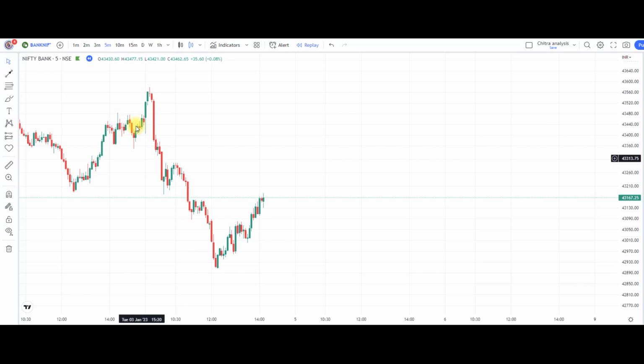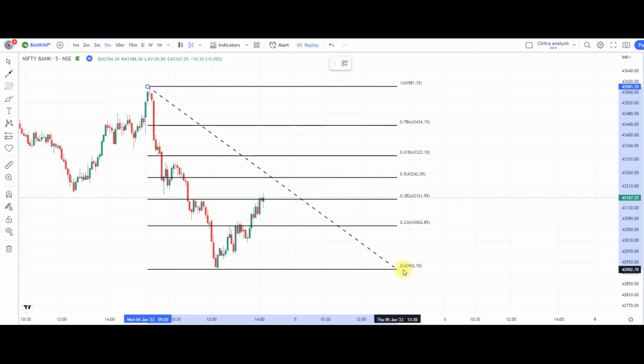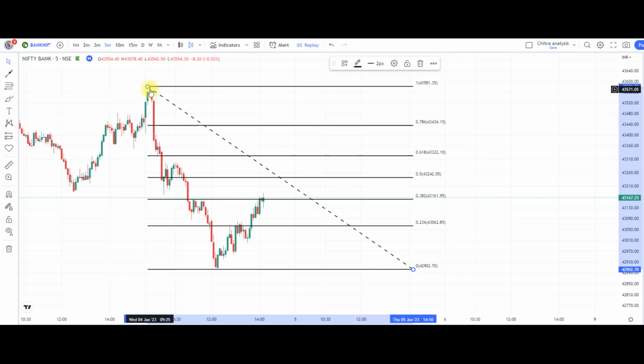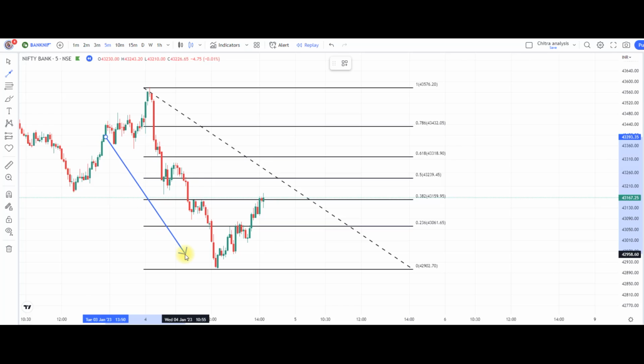This is the Bank Nifty 5 minutes time frame chart for intraday traders. So we can draw the Fibonacci from the recently formed swing high to swing low. Okay, so I have drawn the Fibonacci from the swing high to swing low. So price is in the downtrend. You can clearly see here price is in the downtrend.